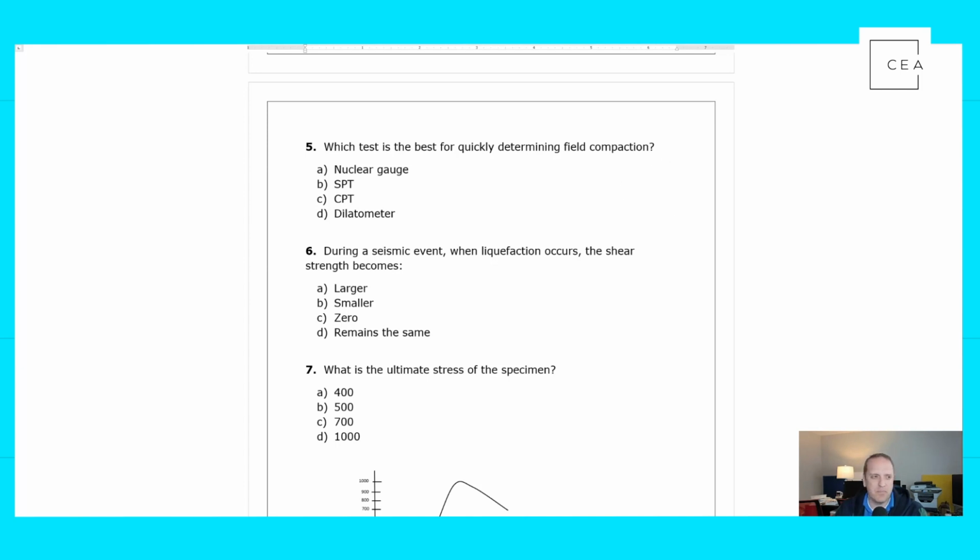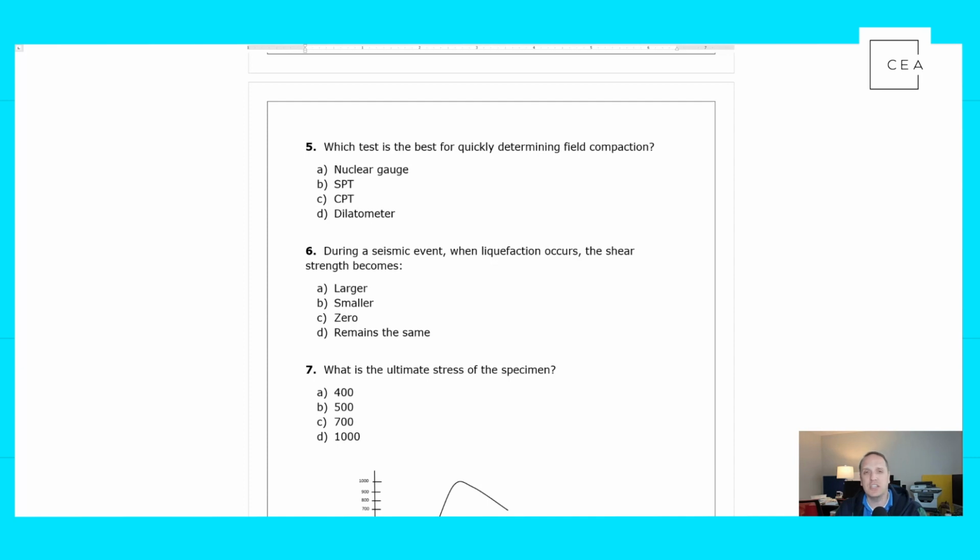So hopefully, as I'm going through these, maybe you're taking a pause and you're thinking about the answer to these as we go through them, because that's the point. But these are kind of things that you will come to understand again as you work more problems, understand the different test methods, and reason these questions out using your best engineering judgment. So again, which test is the best for quickly determining field compaction? Is it nuclear gauge, SPT, CPT, or dilatometer?